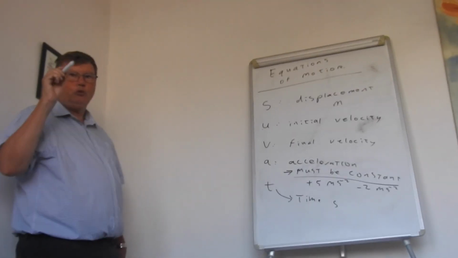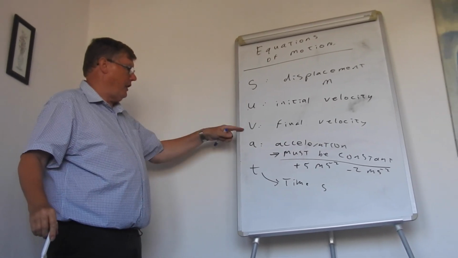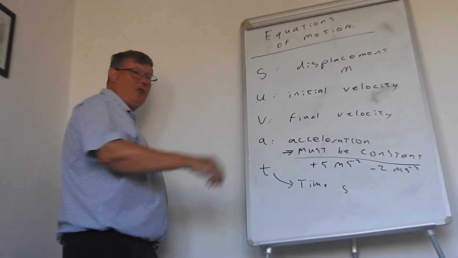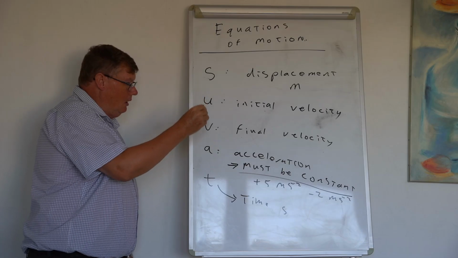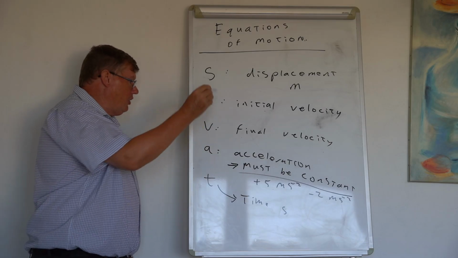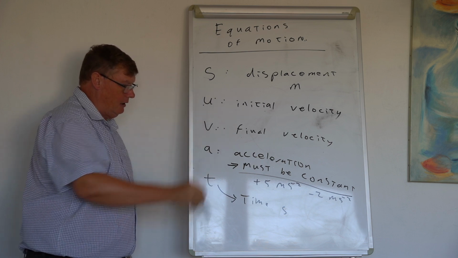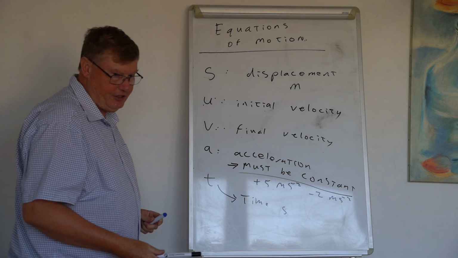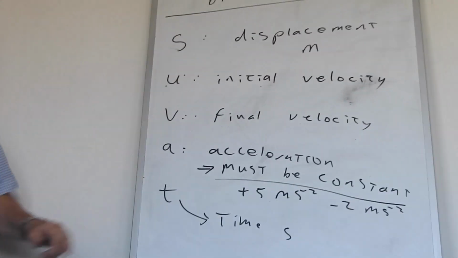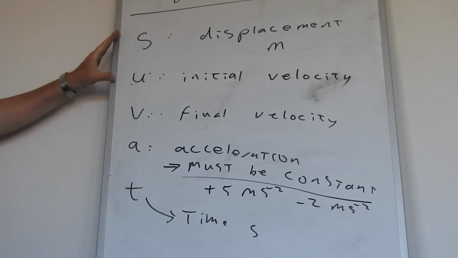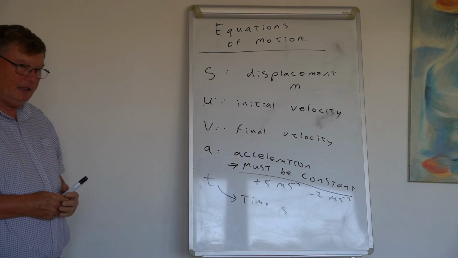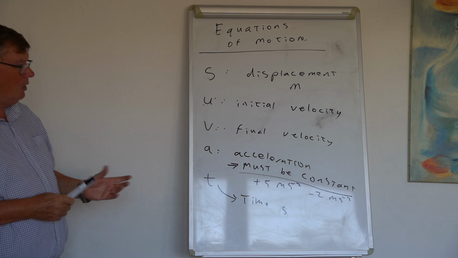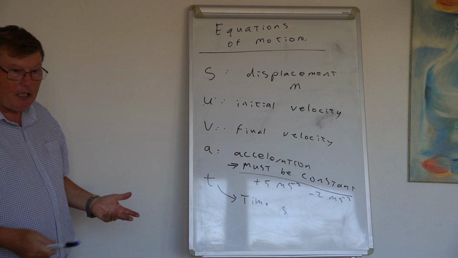You have got to know these 5. S, U, V, A, T. You can remember which is initial and which is final because initial, U, comes before V in the alphabet. U, V. Initial, final. Now here's how the game works, and it really is a game. In physics, they will give you some sort of weird question, and you will have to work out from this weird question 3 of these values. Because if I give you any 3, you will be able to use equations to work out a 4th one, and then, if need be, work out a 5th one.